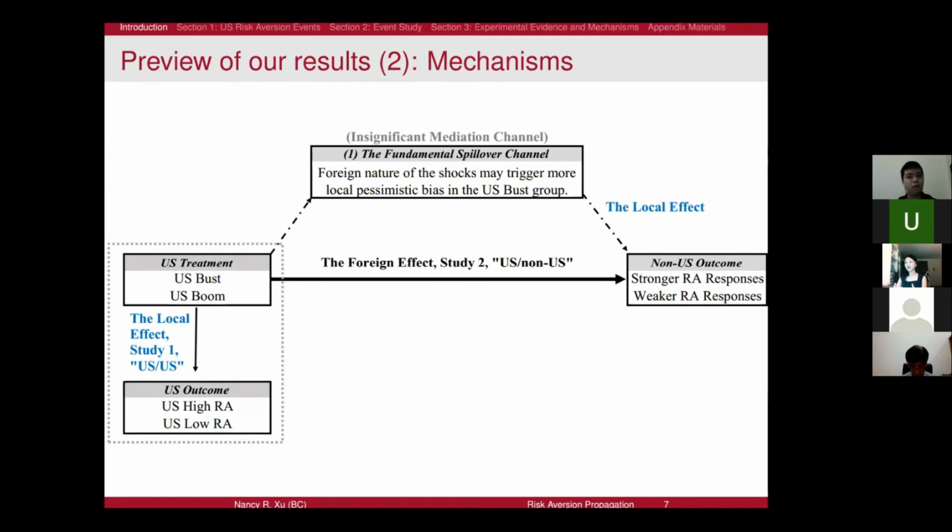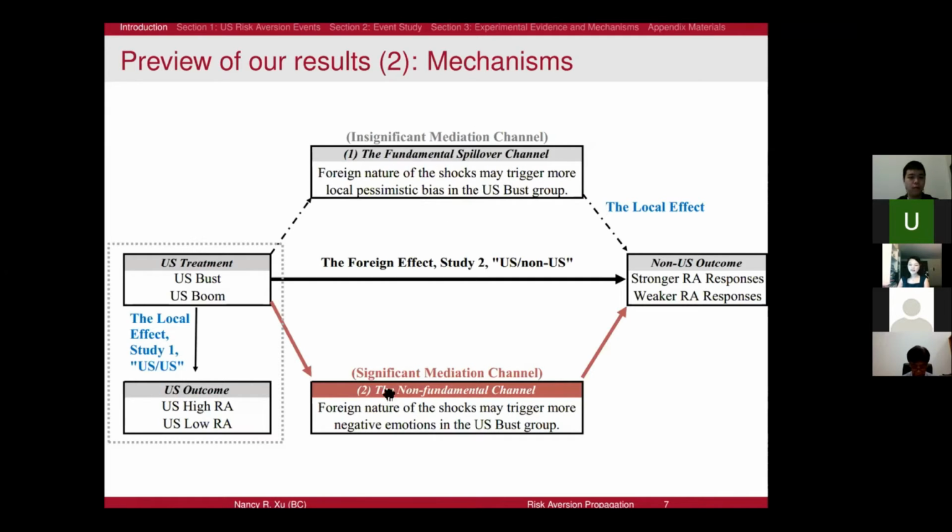Why? Because non-U.S. investors update their beliefs about their country fundamentals after seeing a U.S. good or bad shock. And maybe in this process of perceiving good and bad shocks, it may trigger different beliefs. This hypothesis means the foreign nature of the shock can trigger more local pessimistic biases, especially when you see this U.S. bad shock. And that's one hypothesis, and we don't find strong evidence about it.